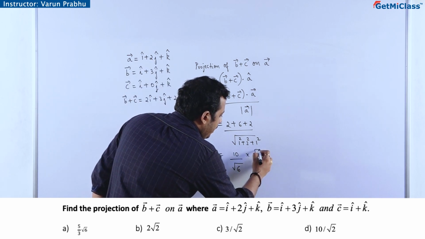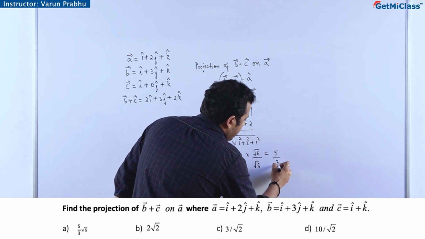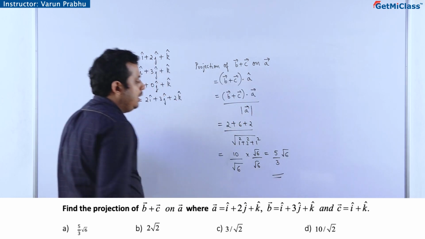You can also multiply by root 6 and divide by root 6. So your answer to the question will be 5 divided by 3 times root 6. This will be the answer to the question.